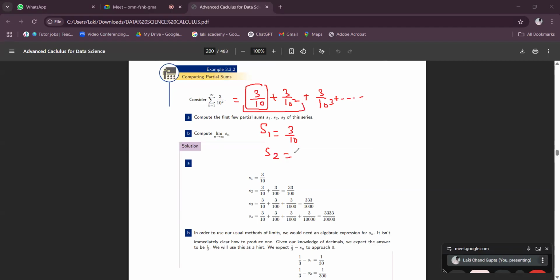This is not a sequence. You are not finding A2. A2 means second term. You are finding S2. S2 means first two terms. Summation of first two terms. S3 is what? First three terms. Okay. And so on. Right?